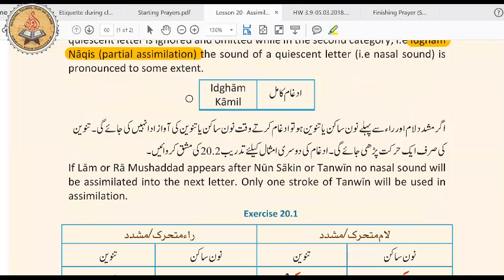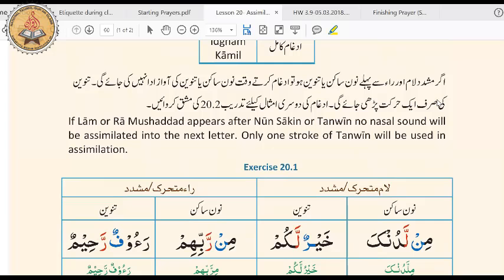how do you know when idgham kamil takes place, okay? So if a lam mushaddad or a ra mushaddad appears after a noon sakin or a tanween, okay? So there are two letters, and if they bear a mushaddad sign on top of them, if they appear after noon sakin or tanween, no nasal sound will be produced. No nasal sound will be assimilated into the next letter. And in the case of tanween, only one stroke will be pronounced or assimilated. Okay, so let's have a look at the examples. It will be easier to understand once you have a look at the examples.